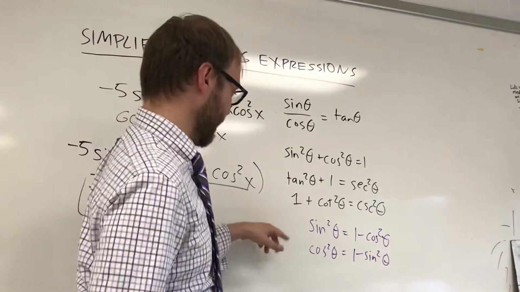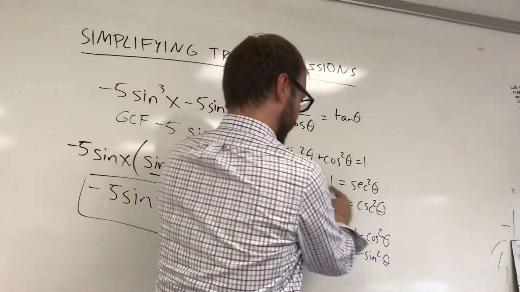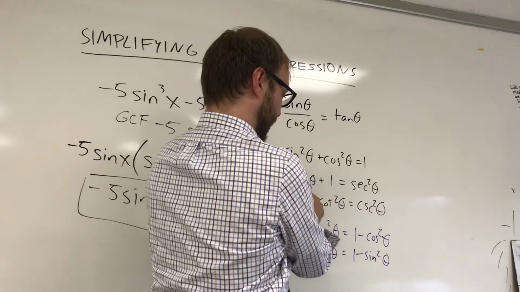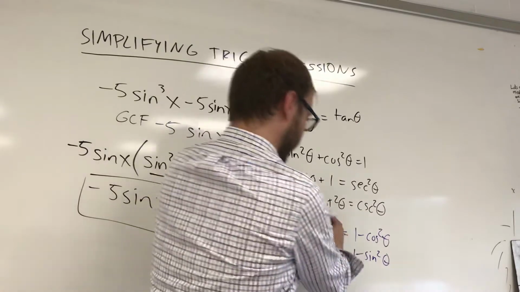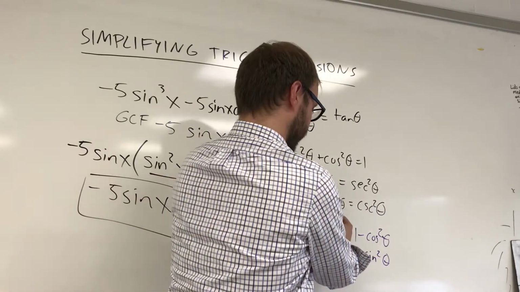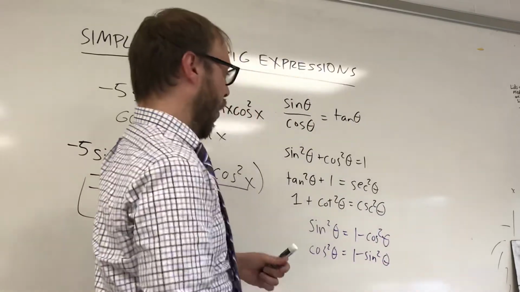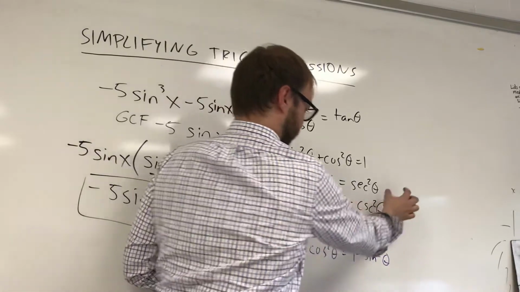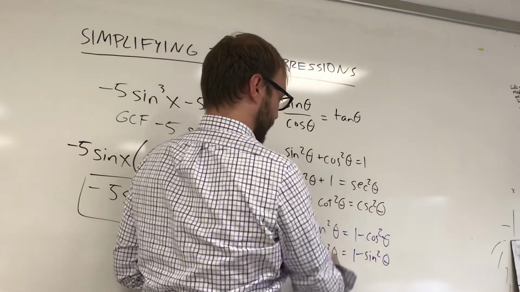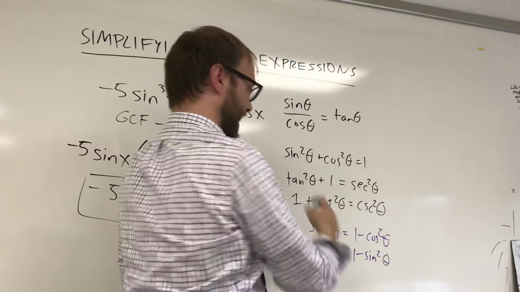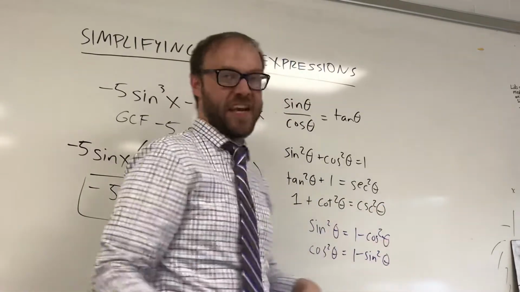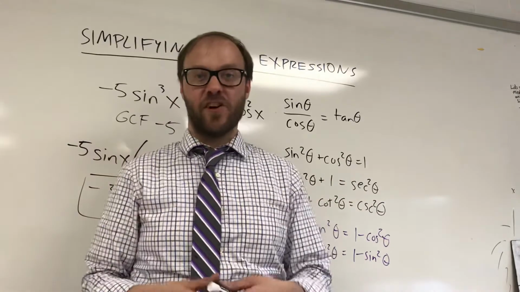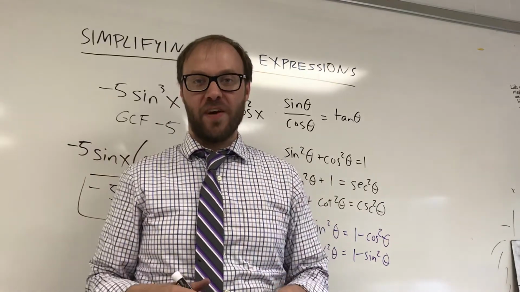By the way, you can do that with these other statements. You can subtract 1 from both sides. Your tangent squared would be the same thing as secant squared minus 1. Okay? Cotangent squared is going to be the same thing as cosecant squared minus 1. Or you can subtract tangent squared from both sides. 1 would be equal to secant squared minus tangent squared. 1 would be equal to cosecant squared minus cotangent squared. So if you see any of those square terms, look and see if you can link to one of those.